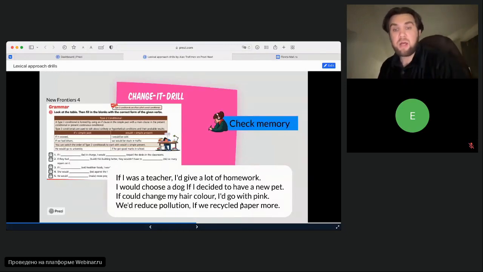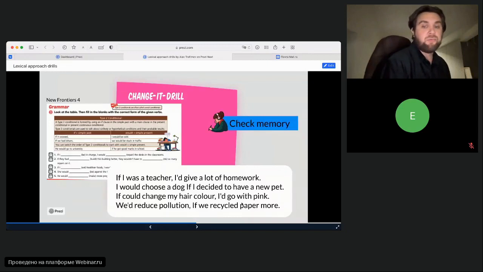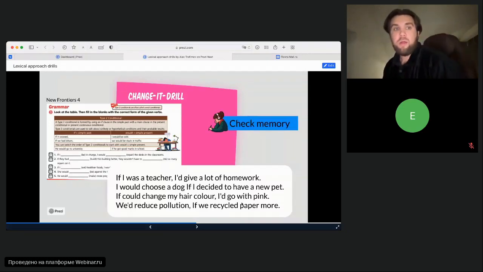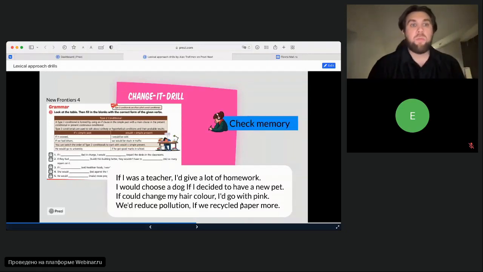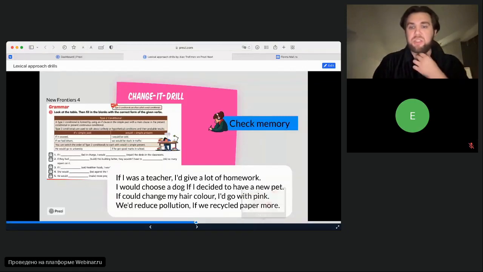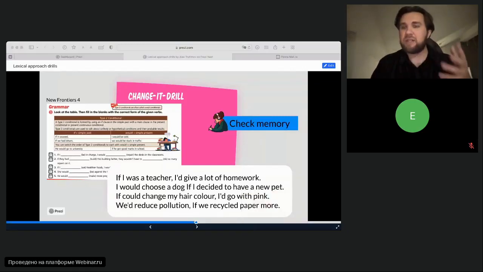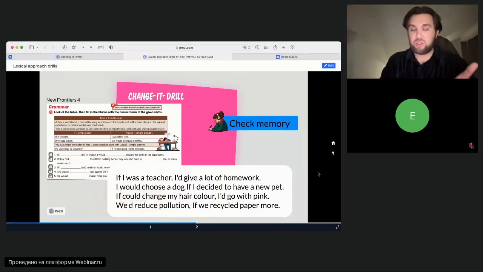"If I could change my hair color, I would go with brown." "I would go with blonde." Like we are changing it already. And you can change some sentences in the chat if you like about yourself. Choose a sentence and change it. "On her holiday, she liked everything, especially Thai dishes." Okay. Can you change some sentences about you?